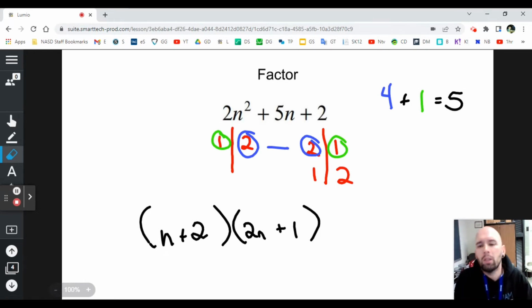N times 2n is 2n squared. N times 1 is 1. 2 times 2n is 4n. So there's your 5 n's. 2 times 1 is 2.